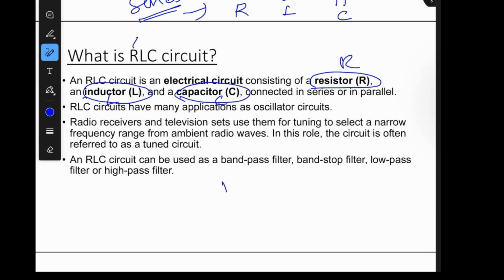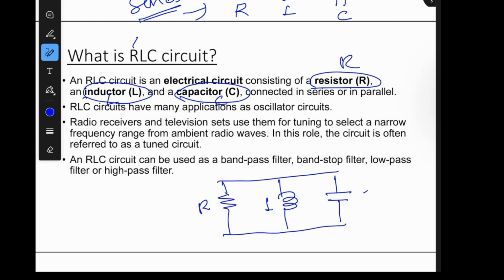For a parallel, we have R, L, C, a resistor, inductor, and capacitor in parallel. So we call this one an RLC parallel circuit. There are a lot of applications, such as oscillator circuits. Radio receivers and television also use RLC for tuning, to select the frequency range. RLC circuit can be used as a band pass filter, band stop filter, low pass filter, or high pass filter. This one is a filter, to filter unnecessary frequency.